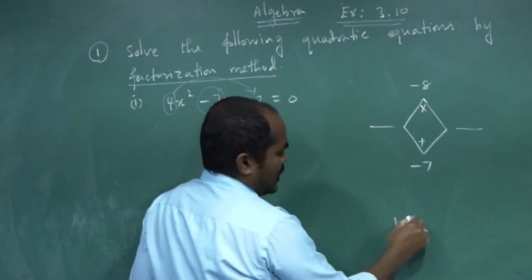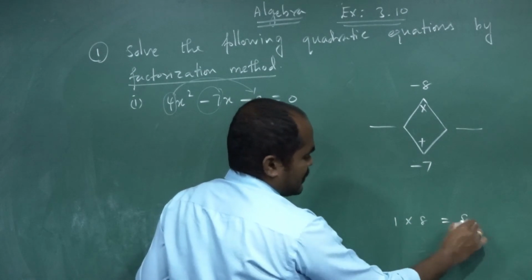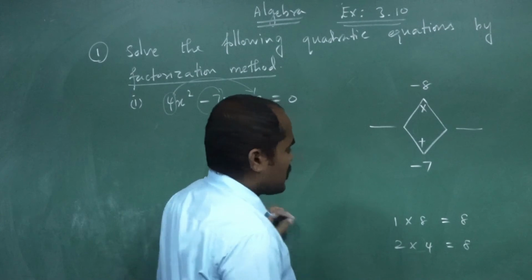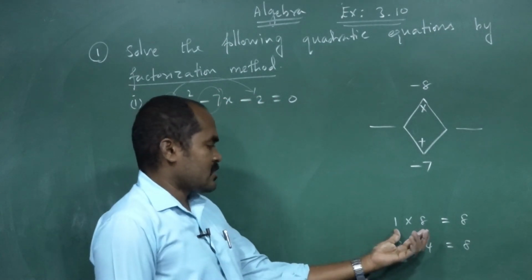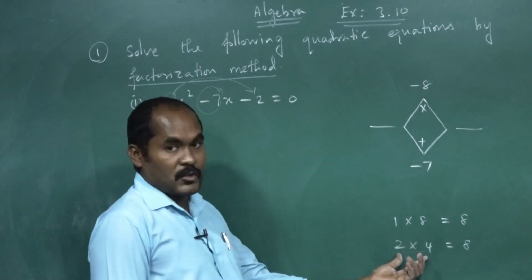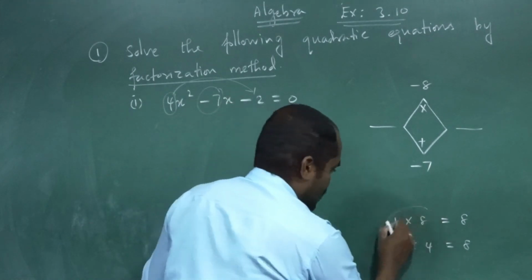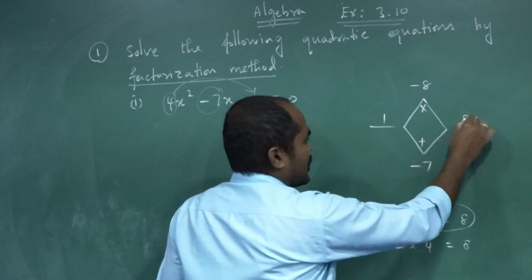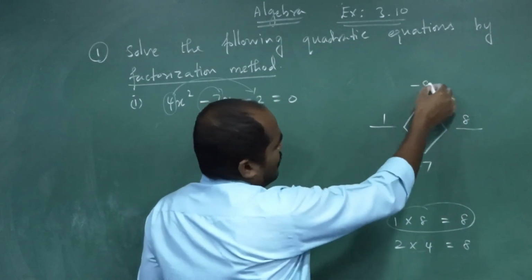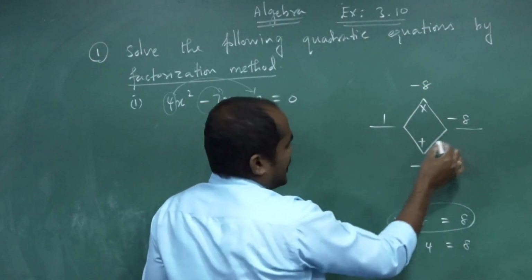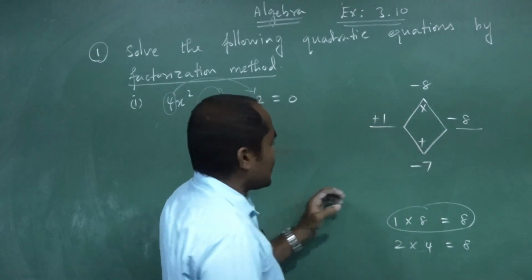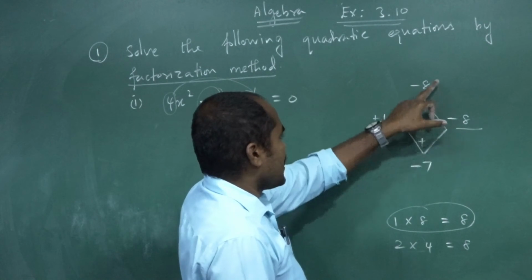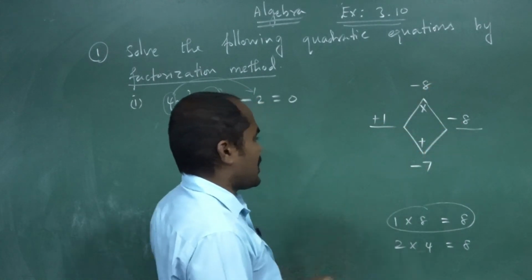1 into 8 is 8, right? 2 into 4 is 8. So here the difference is 7, but here the difference is 2. So we take this pair. 1 and 8. Our product we get minus 8. So write here minus 8, here plus 1. So check it. Plus into minus is minus. 1 8 is 8. So the difference is minus 7.